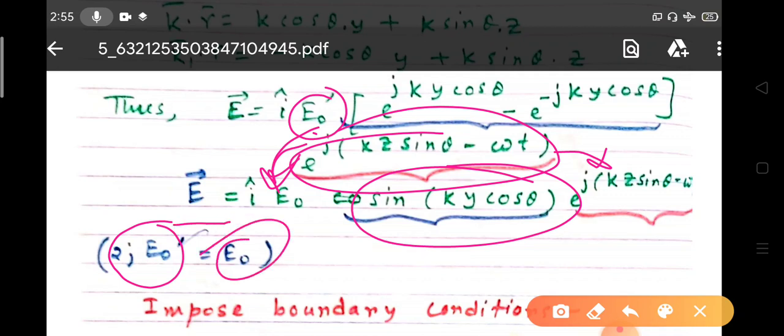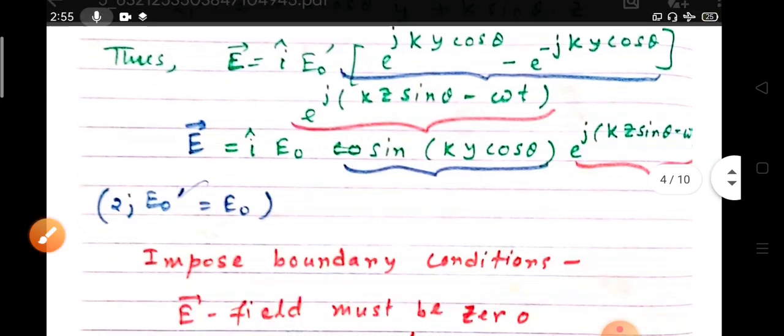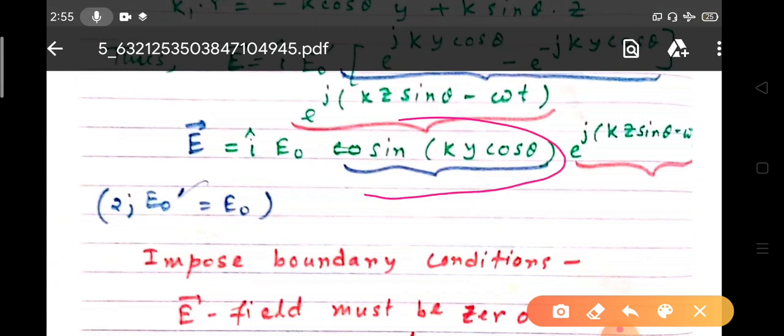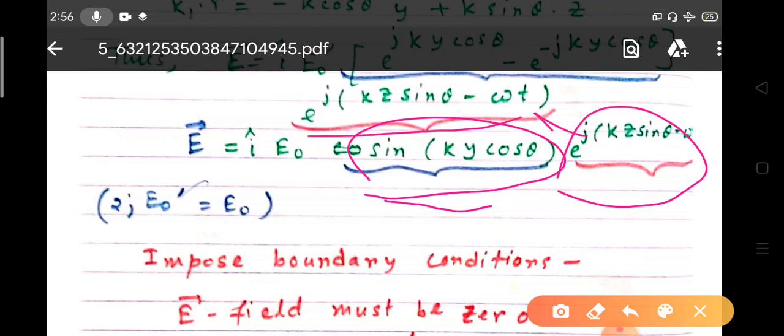Now look very carefully at the form of the electric field. Whenever you see any equation, you should read it carefully first. So E has two features here, one with the sine term and another with the exponential term. Let me denote this exponential term, e to the power j (kz sin theta minus omega t).